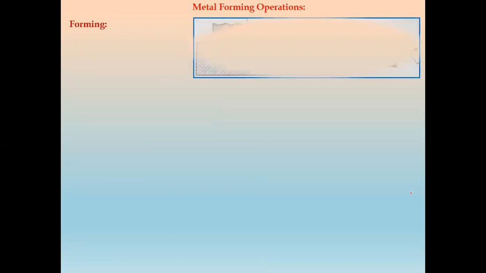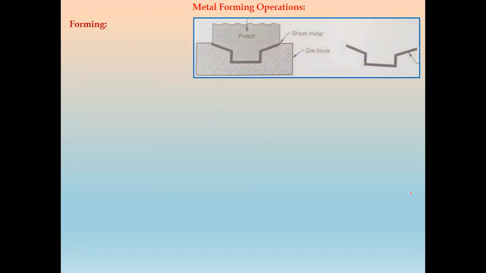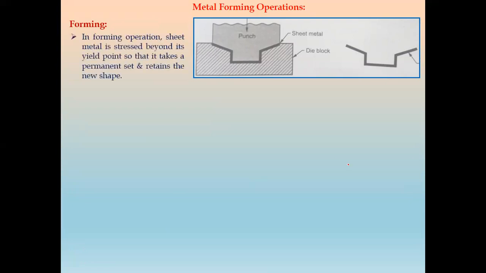Next operation is called forming, that is, the metal forming operation. In this, other than U, V or cup shape components, we have forming operations. In forming operation, again the sheet metal is stressed beyond the yield point so that it makes a permanent set and retains a new shape.